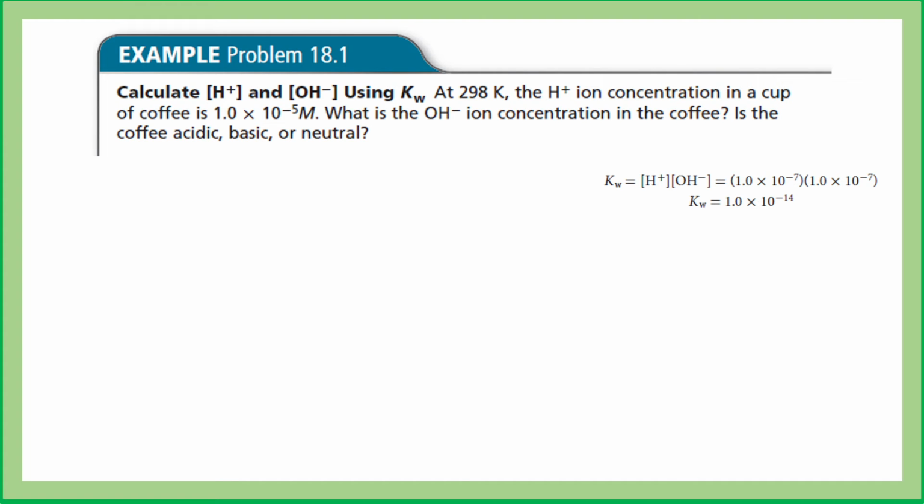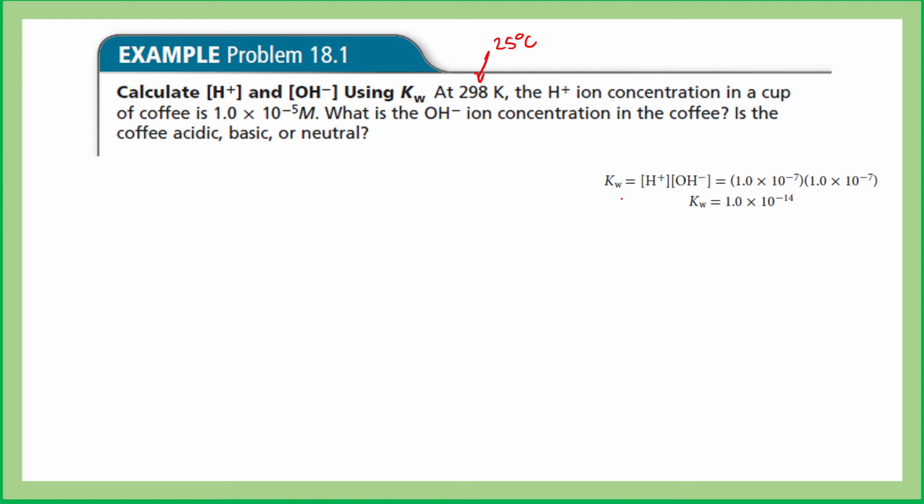It says calculate the hydrogen ion concentration and the hydroxide ion concentration using the ion product constant of water, Kw. Calculate those concentrations using Kw. The exercise says at 298 Kelvin, which is around 25 degrees Celsius, the hydrogen ion concentration in a cup of coffee is 1.0 times 10 to the minus 5 molar. They ask, what is the hydroxide ion concentration in the coffee? And finally, is the coffee acidic, basic, or neutral?